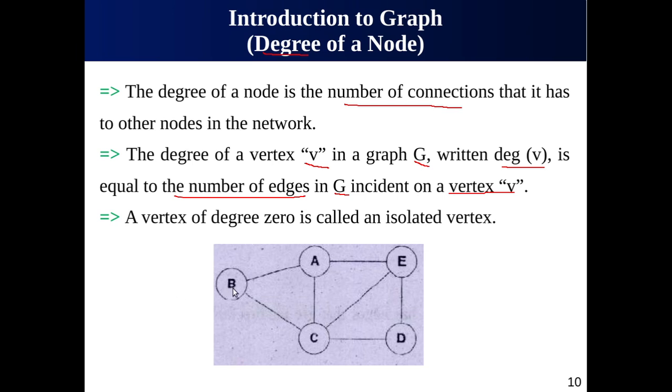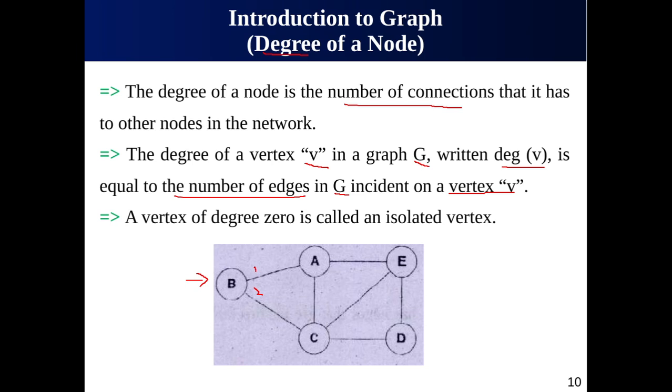We have a graph here. The nodes are labeled from A to E. Total number of nodes here are 5, and total number of edges here 1, 2, 3, 4, 5, 6, 7. Now we are asked to find the degree of the node B. Actually, the total number of lines leaving or entering B is the degree. So 1, 2. In this case, the degree of node B is 2.